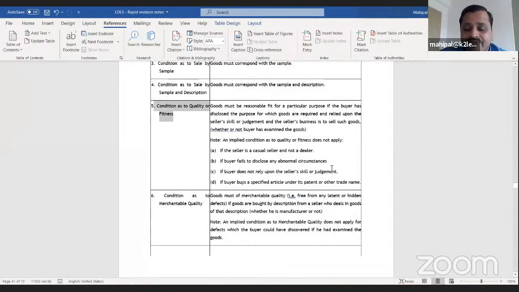2-mark question. Where the person tells about his requirement and the goods are sold, goods must be reasonably fit for a particular purpose if the buyer has disclosed the purpose for which goods are required and relied upon the seller's skill or judgment. Am I clear?